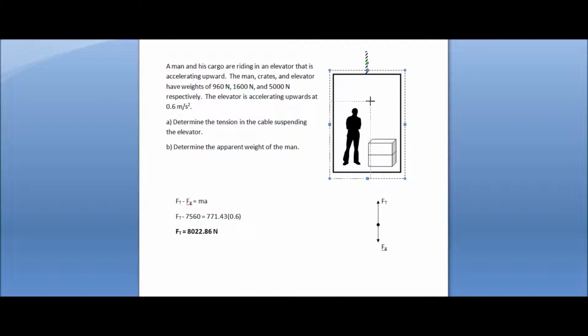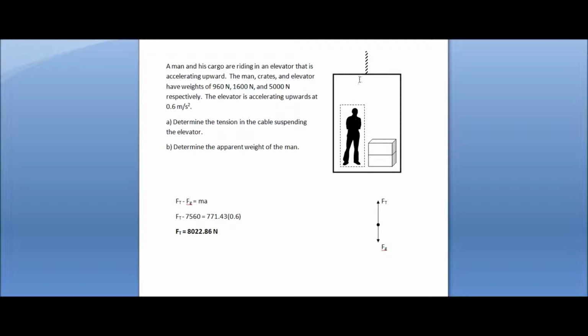All we're going to do is change the system. So now the system isn't all that stuff. We couldn't care less about the rope. We just care about the guy. We don't care about the crates either. We want the apparent weight of the man. So here's our new system right here. And actually, everything stays pretty close to the same.